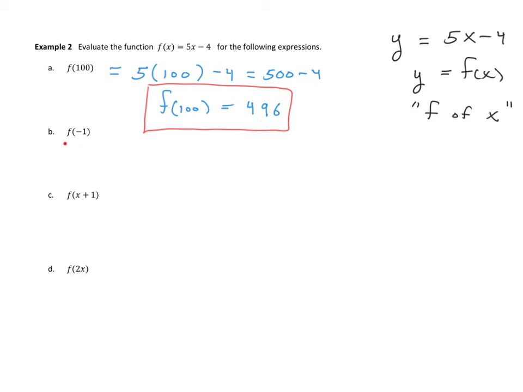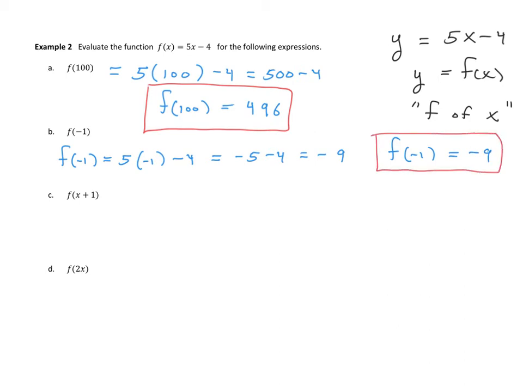Let's try it again. Here is f of negative 1. What's that equal to? Using this function notation, f of negative 1 means take the formula, put negative 1 in place of x, and then simplify it. So that's 5 times negative 1, so that's negative 5 minus 4, which is negative 9. What this means altogether is f of negative 1 is equal to negative 9. The input of negative 1 goes to the output of negative 9.